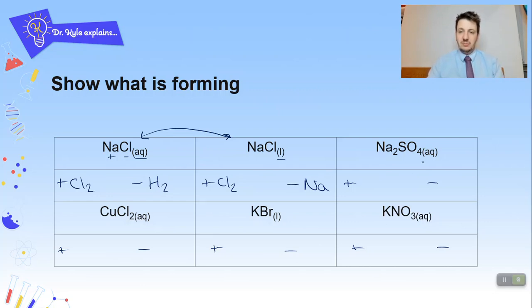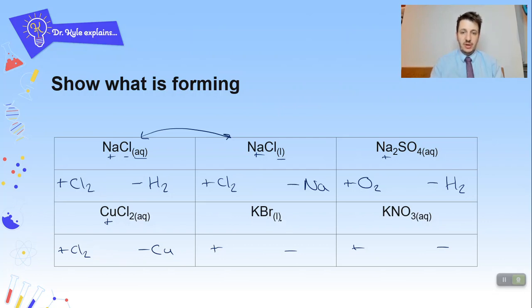Right, next one, sodium sulfate. So sodium is a really, really reactive metal, and so what we're going to form is hydrogen. Sulfate: if sulfate is present, you form oxygen. Copper chloride, aqueous. So again, we need to use our rules. Copper is not a very reactive metal, and so we're going to form copper. Remember, your metals always form positive ions. Chloride is present, so you're going to form chlorine. Well done if you got that right.